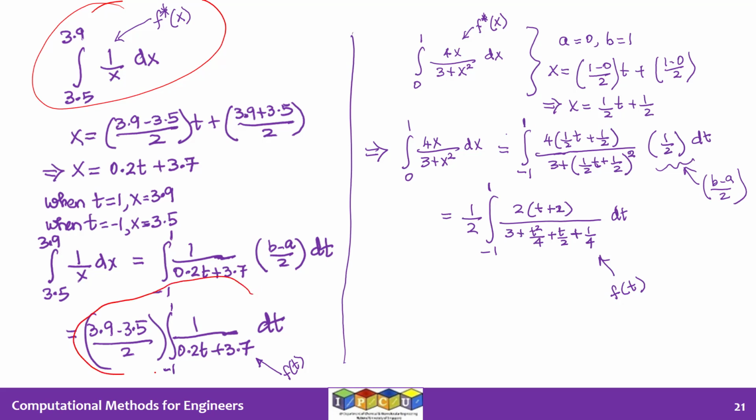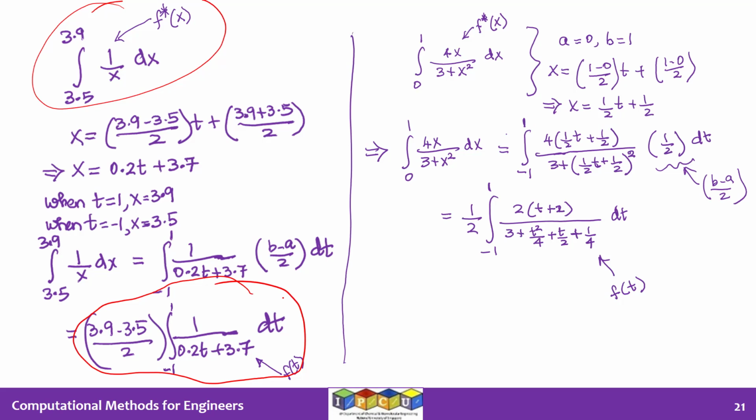And therefore, this original problem between the limits 3.5 to 3.9, f star of x dx becomes this: (3.9 minus 3.5) by 2 times the integral from minus 1 to 1 of 1 by (0.2t plus 3.7). The integral is with respect to t. So this is how you convert problems from the x domain to the t domain. Now let's take another example.